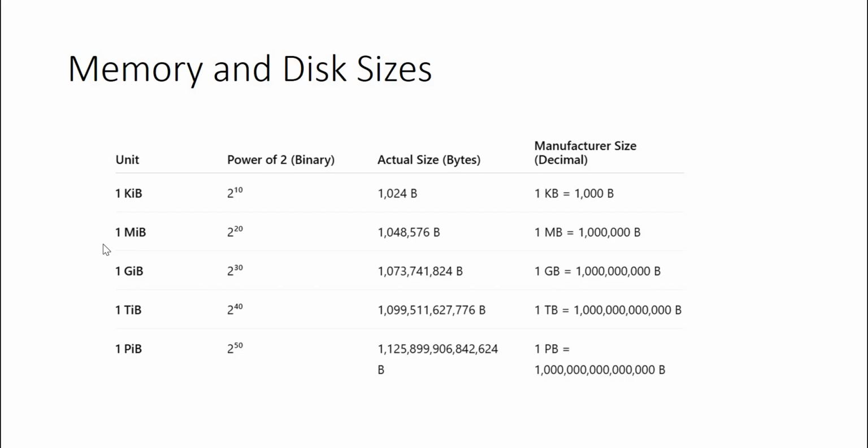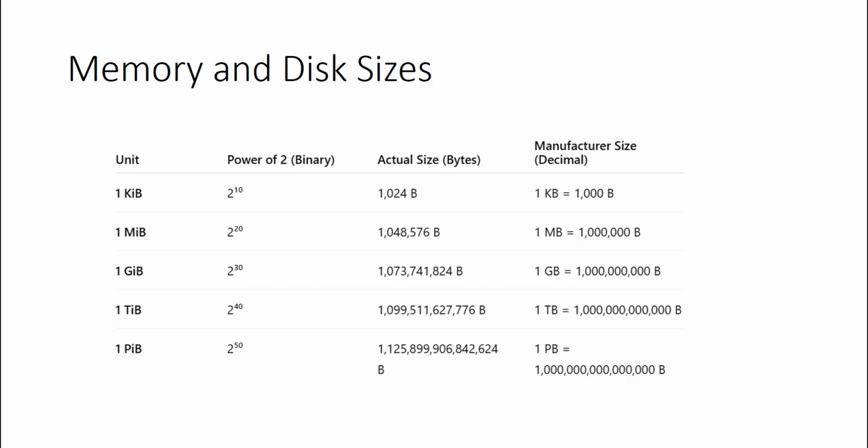Here in this table we have summarized different sizes. 1 KiB, which is 2 power 10, is approximated as 1 KB by the manufacturer. Similarly, 1 MiB is approximate to 1 MB, 1 GiB is approximate to 1 GB, 1 TiB is approximated to 1 TB, and so on. So this is how the memories and disk sizes will be represented in terms of binaries or powers of 2.